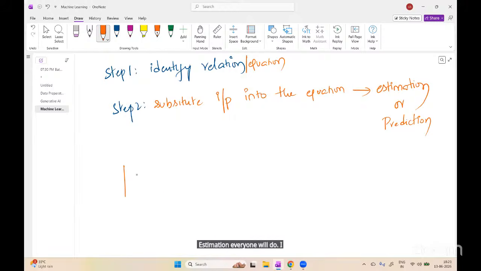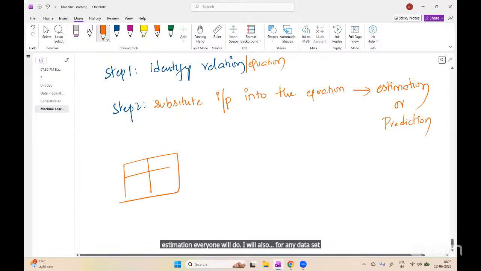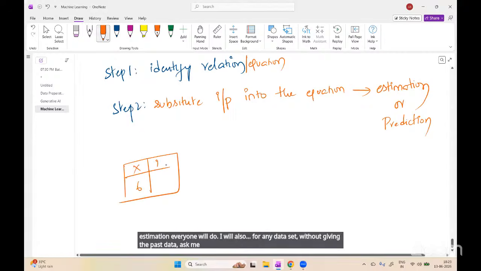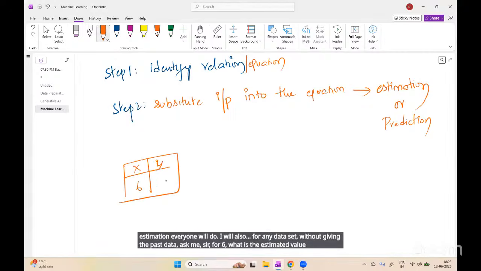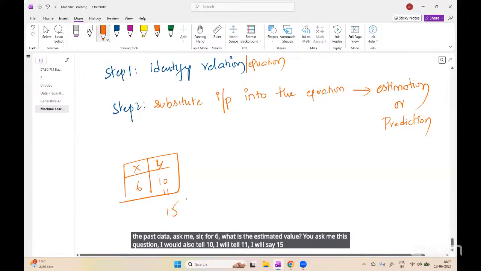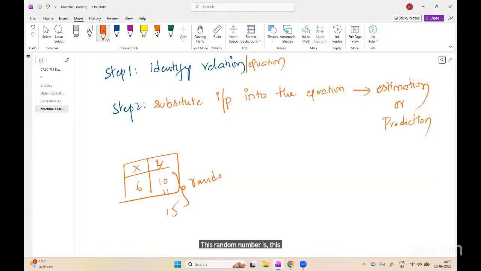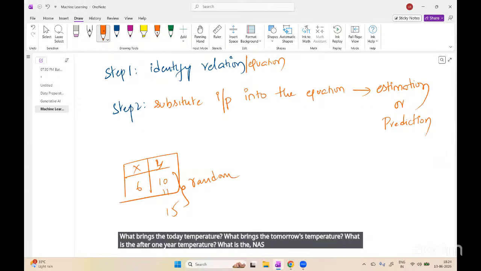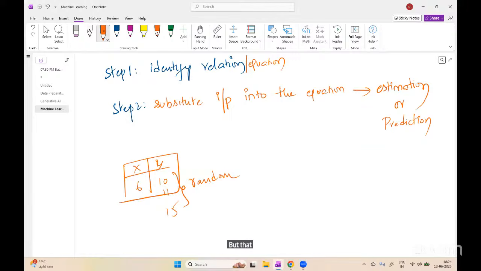I will also, for any data set, without giving the past data, if you ask me, sir, for 6, what is the estimated value? You ask me this question, I will also tell 10, I will tell 11, I will say 15. My random number. Randomly, we are going to predict. What would be today's temperature? What would be tomorrow's temperature? What is the temperature after 1 year? What is NASA going to do tomorrow? Everything I can estimate. But that estimation should have the proper thing, miss. Good accuracy should be there.